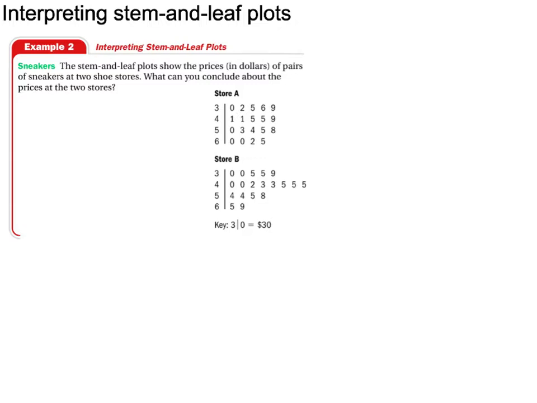Well, first of all, let's look at the key. 30 means actually $30. It doesn't mean 30 cents or anything like that. So 30 bucks. So we have a pair of shoes here, it's $30. We have another one, 32. That and that right there would mean a $69 pair of shoes, and so on and so forth.